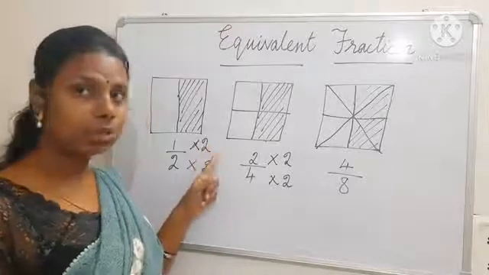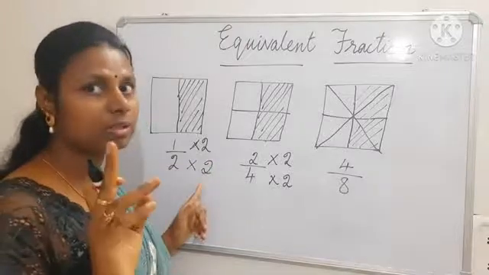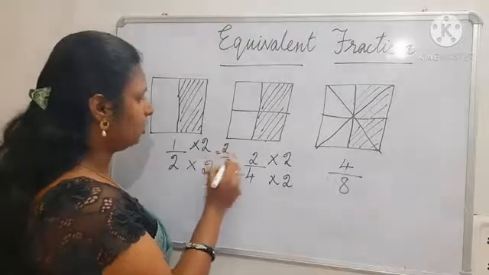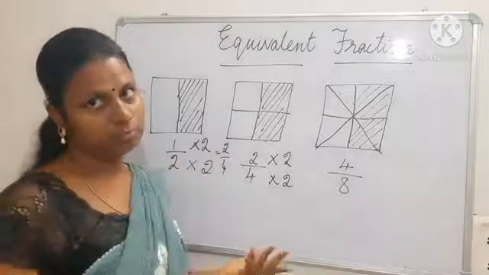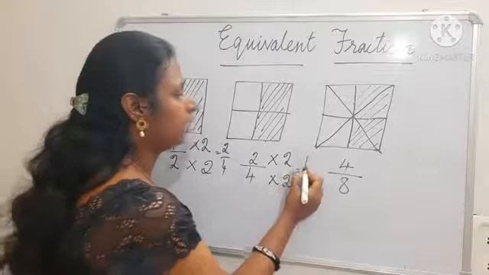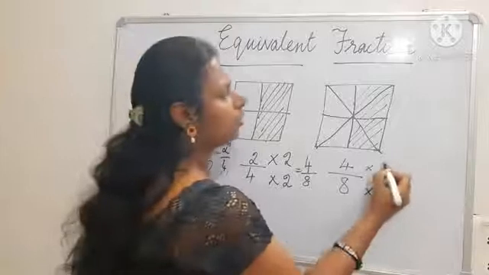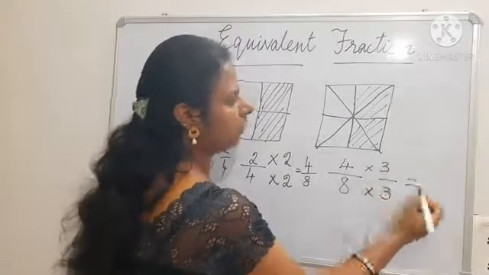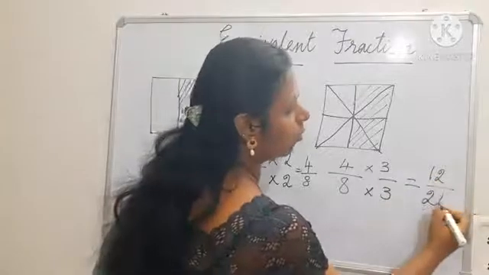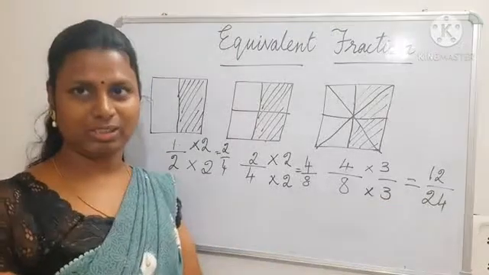So here I have taken 2, I have multiplied by numerator, then I have multiplied by denominator also with the same number. So here the numbers which I get, 2 by 4, 1 by 2 and 2 by 4 are equivalent fractions, and 2 by 4 and 4 by 8 are equivalent fractions. And you take another number, if you take 3, 4 3s are 12, 8 3s are 24, and 12 by 24 are also equivalent fractions.